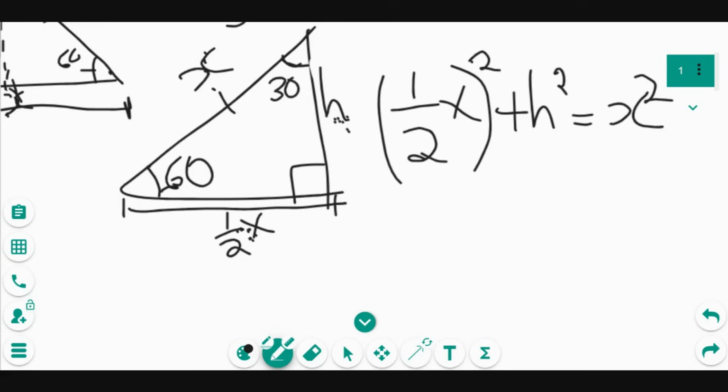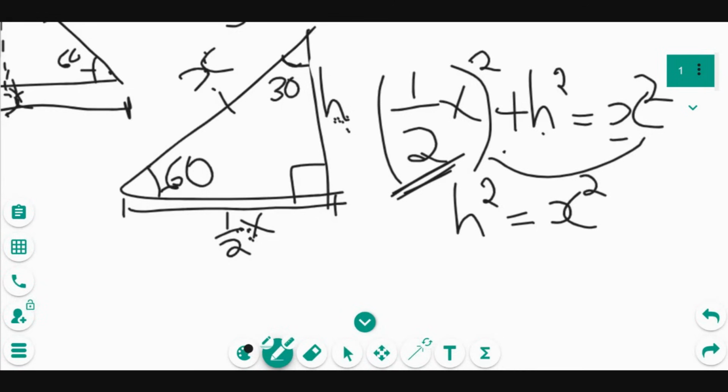Now, since I want to get the value of h in terms of x, I will make h the subject. I'll have h squared being equal to x squared. So I'm going to carry this and take it to this side. Since we are crossing the equal sign, it's going to become negative. At the same time, I am squaring. When I square a half, I get a quarter.